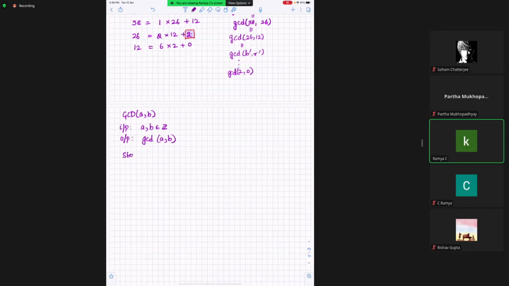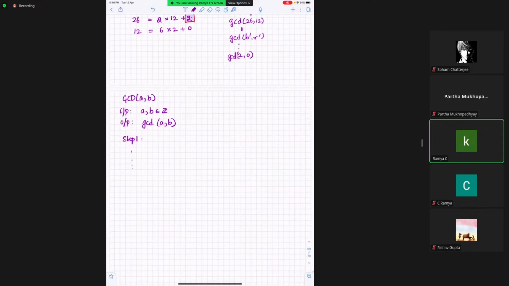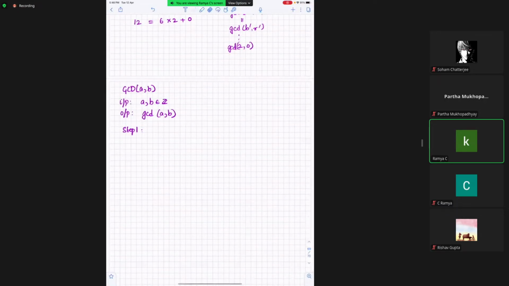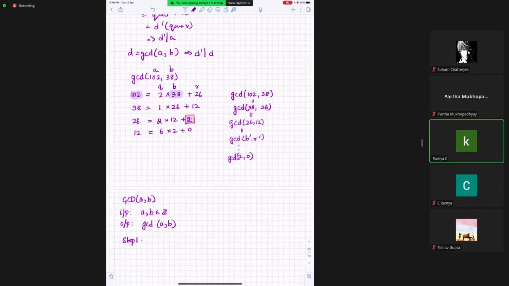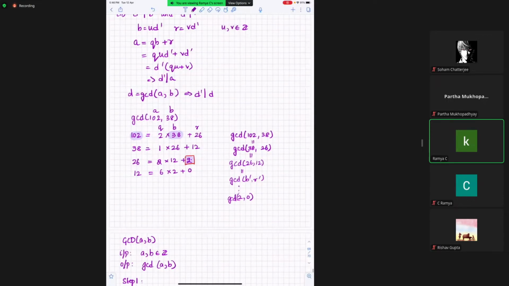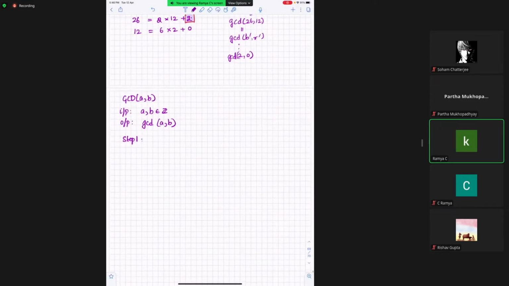So you continue this for certain steps until you get a remainder of 0. Whenever the remainder is non-zero, you keep dividing. At one point, you will hit remainder 0. At that point, you look at the previous non-zero remainder. That is the GCD. Is everybody convinced that this algorithm is correct? It just uses the fact that the GCD of A and B is the same as the GCD of B and R. It's a really simple observation, nothing fancy.